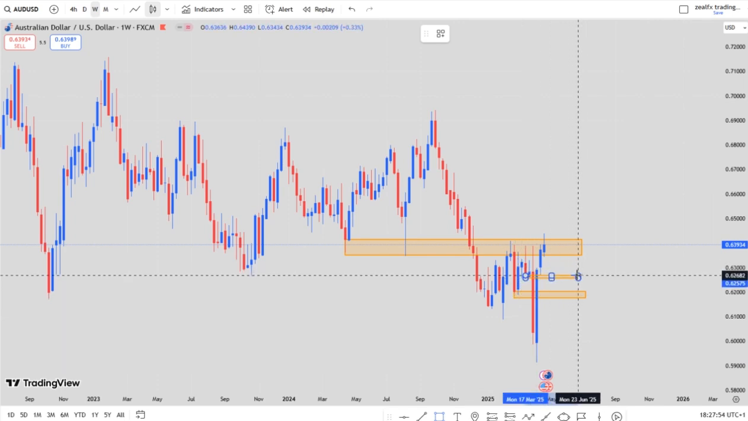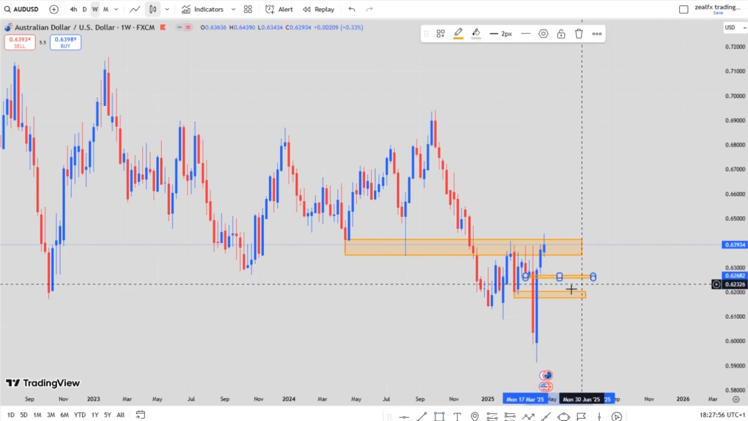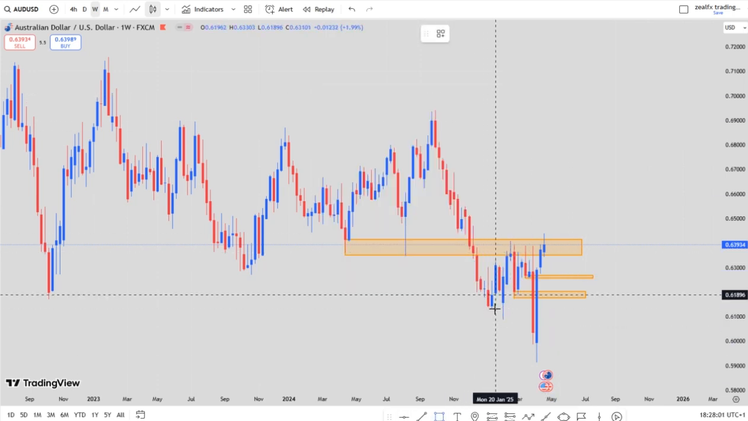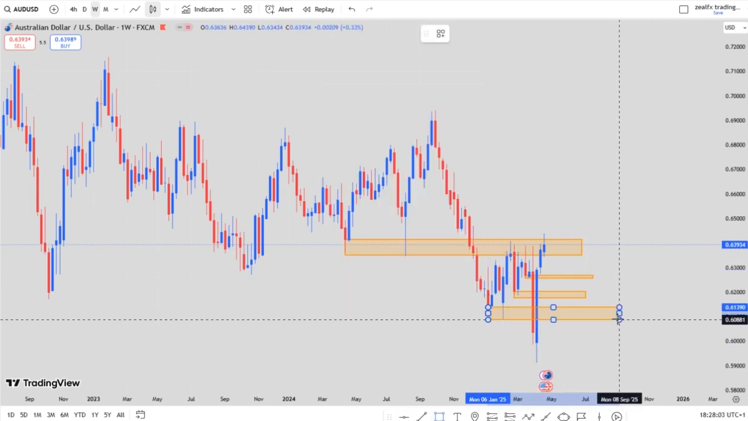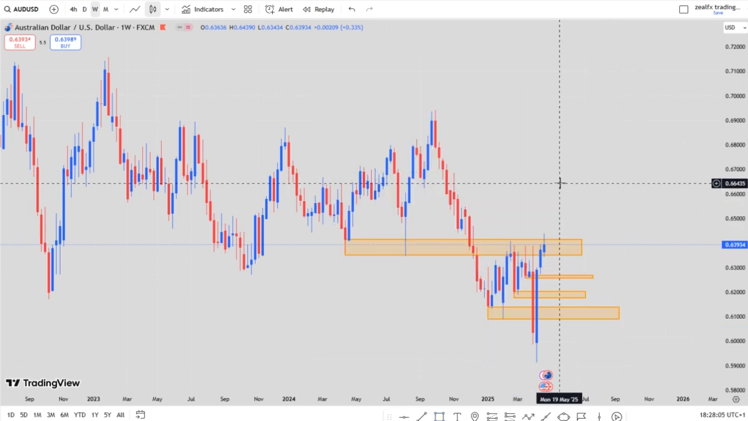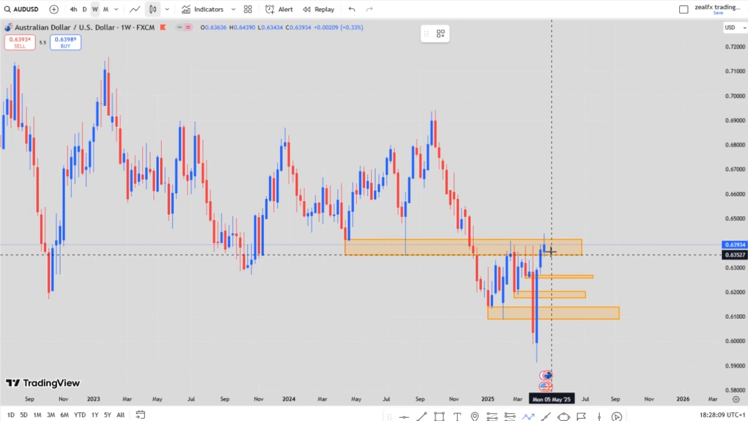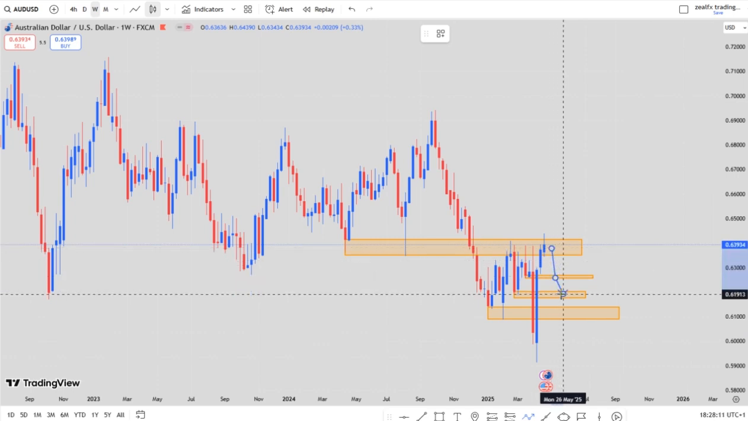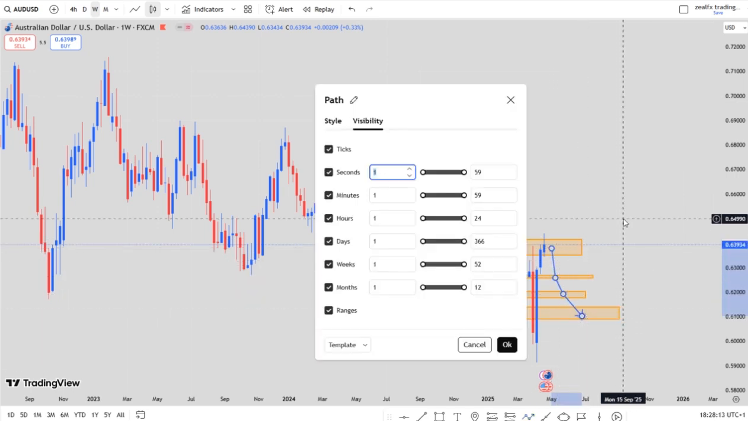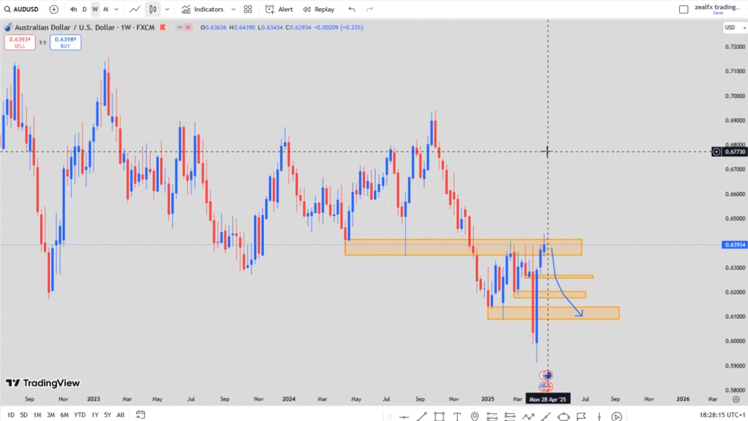Also, price might do a test of this level before this level, or price might also do a test of this level before we see any further movement on the Australia USD. So we are expecting price to do a retest of this level, or this level, or this level before we see any further movement of price on the Australia USD.